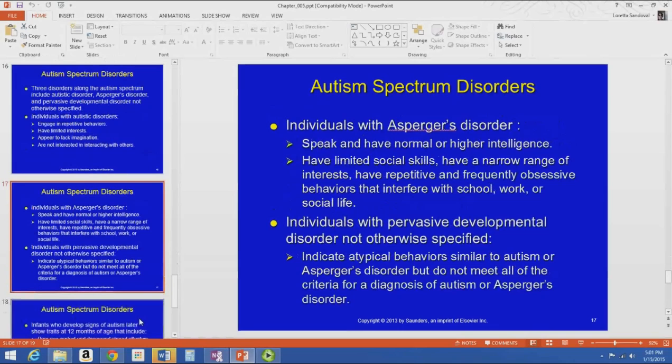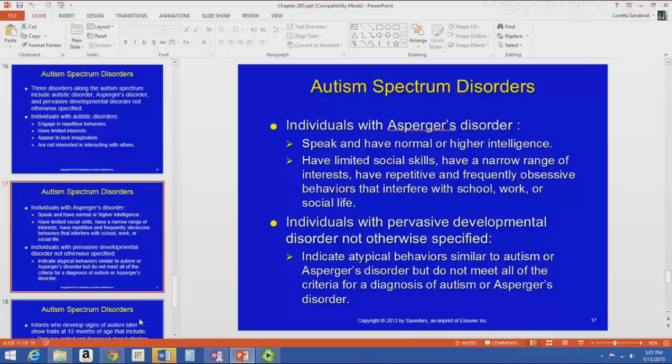So people with Asperger's, they speak and they have normal or higher than normal intelligence, but they have limited social skills and a narrow range of interests, and frequently have repetitive and obsessive behaviors that interfere with their normal functioning in life. So someone with Asperger's can be highly intelligent, and even though they have limited social skills and a narrow range of interests, they could lead a fairly normal life, and actually be quite high achieving, which is kind of interesting.